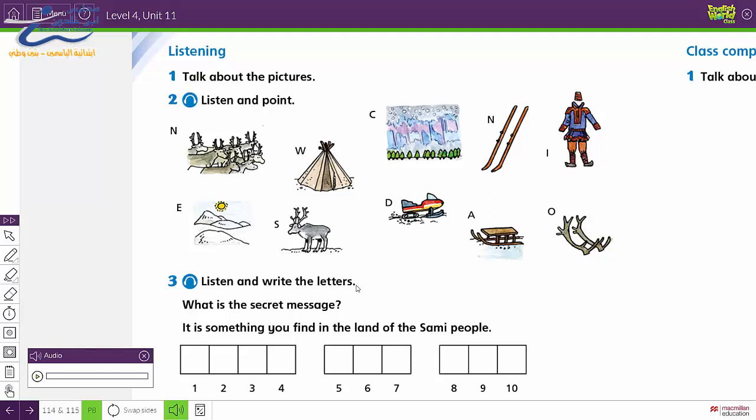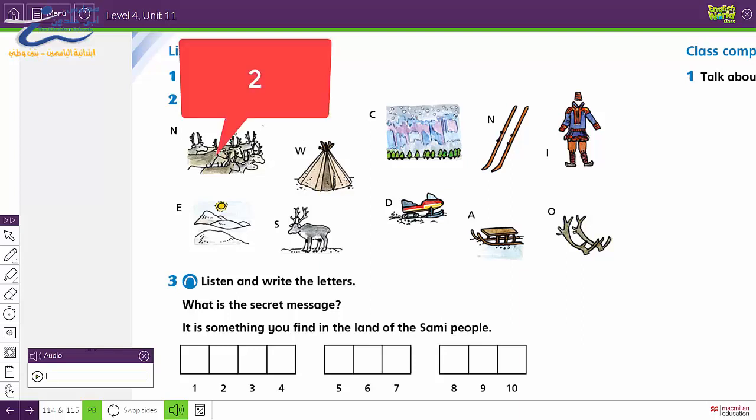Okay. After listening and pointing, I'm going to remind you of them again. Number 1. This is a reindeer. It's the most important animal for the Sami people. Which picture I'm talking about? Yes, this one. Number 2. When there is a group of many animals all together, we call it a herd. This is a herd of reindeer. Yes, this picture. You see it?